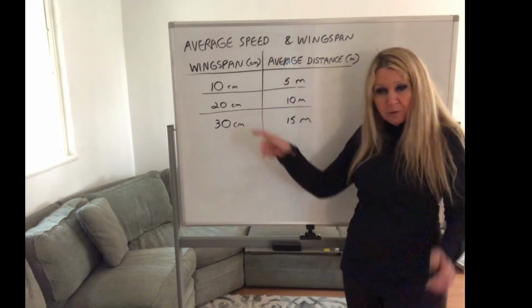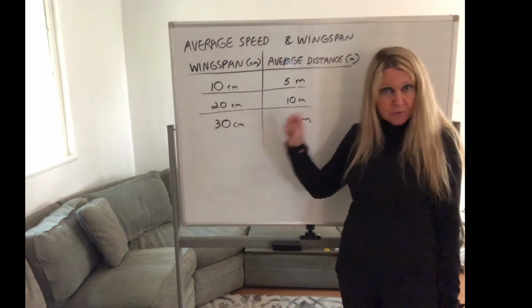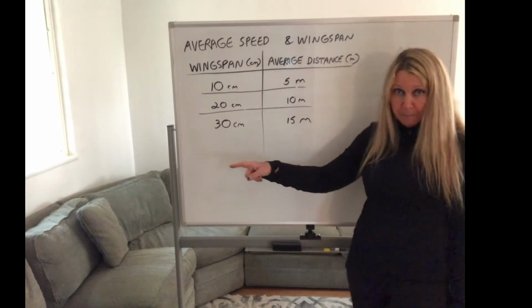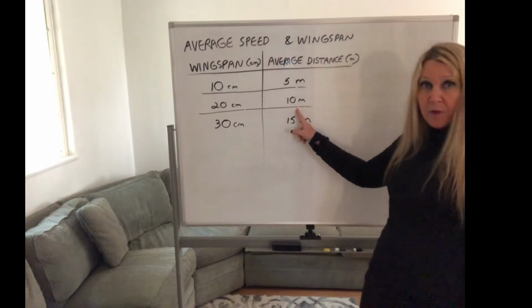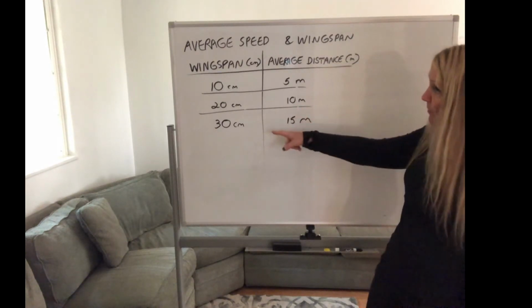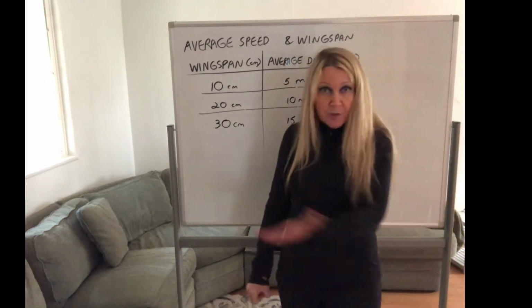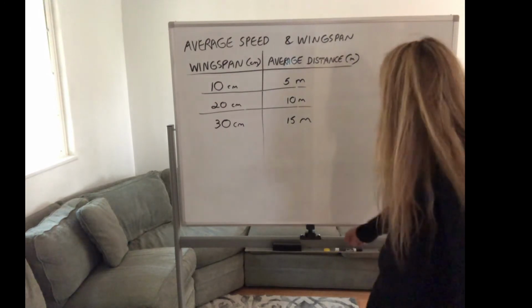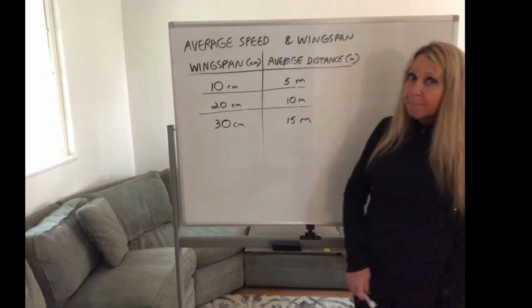Then I took the plane that had the wingspan of 20 centimeters, threw that 10 times, measured how far it went each time, added them up, divided by 10. Let's say the average was 10 meters. Same thing for the next one, and it was 15 meters. So this is data right here, okay? Now we're going to put this into a graph.